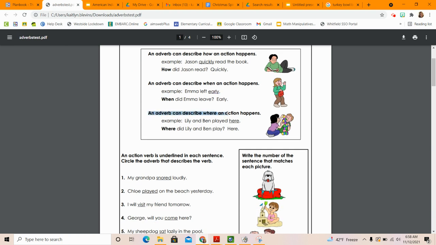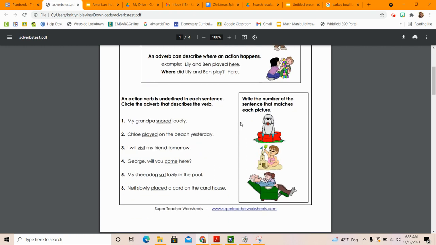An adverb can describe where an action happens. Lily and Ben played here. So here is the adverb because it describes where they played. So an adverb can describe how you do something, when you do something, or where you do something. So that's just review.